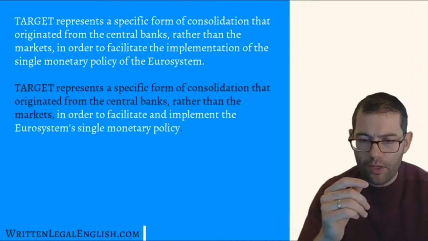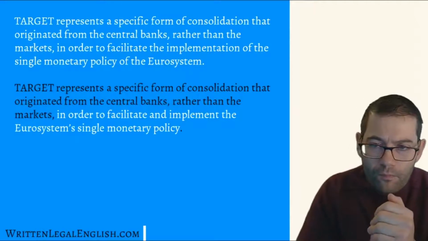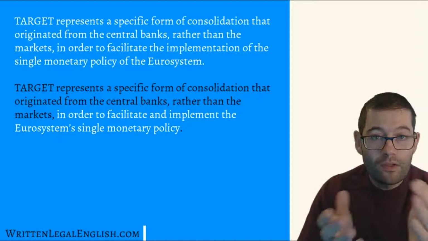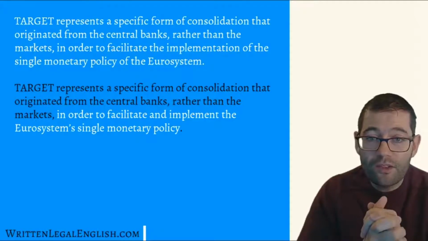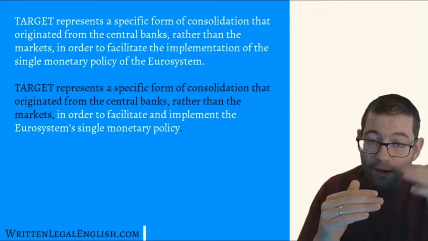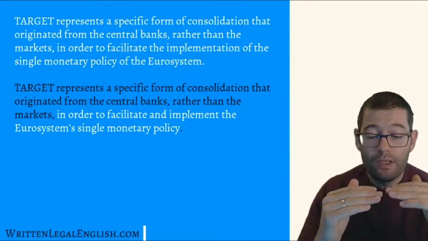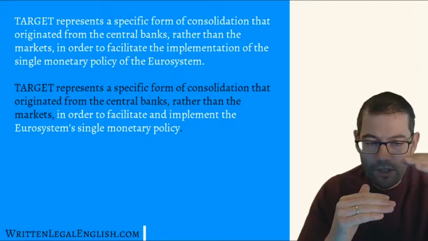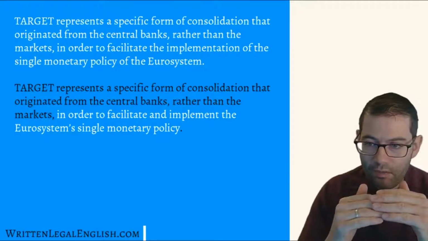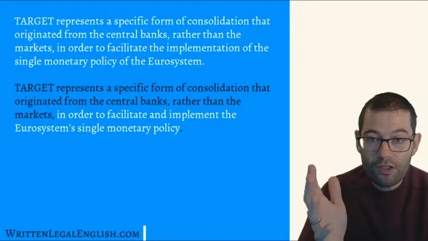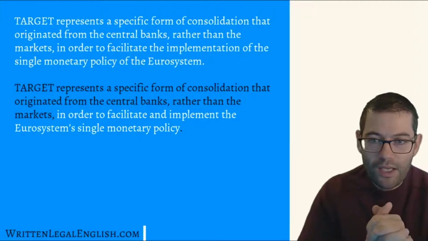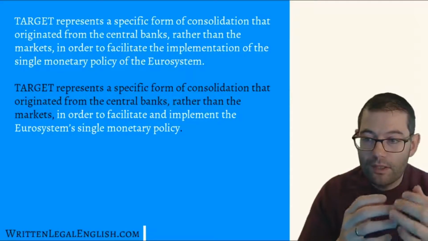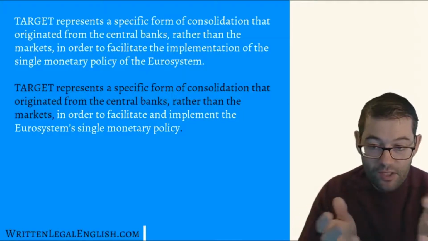I'll show you my reworked answer. And in order to get rid of "implementation", just like in the previous sentence, what we have to do is go through that hierarchy I suggested and go from active verbs to gerunds to passives to nouns. And what we can do here is we can just use the full infinitive. We can say in order to facilitate and implement the Eurosystem single monetary policy.